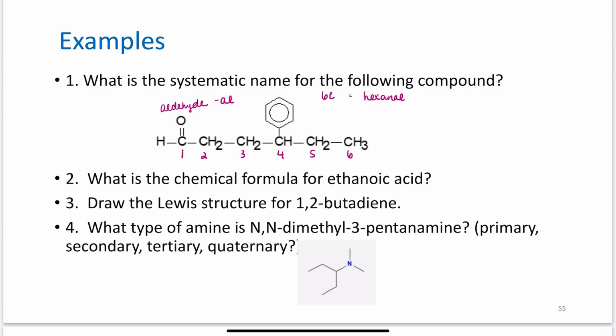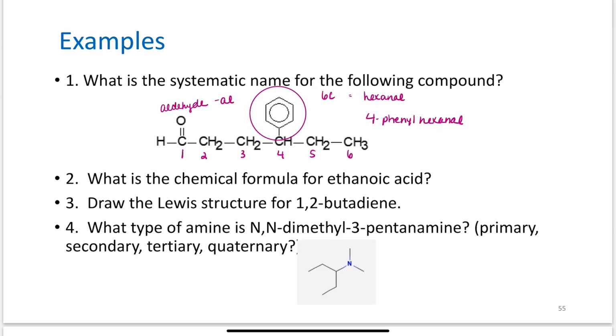But I've got this group attached to it at carbon 4. It's a benzene ring, but when benzene is a substituent, we call it a phenyl. So I'm going to say 4-phenylhexanal.